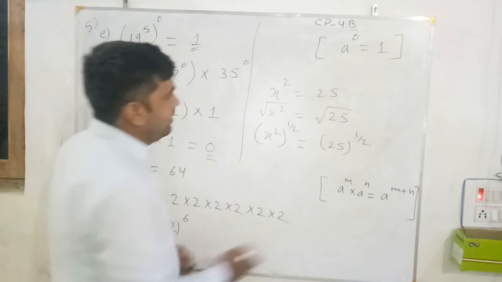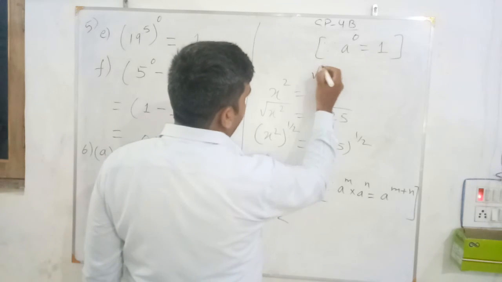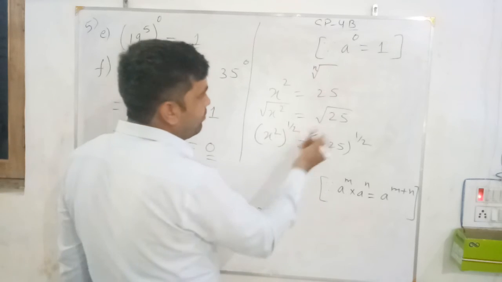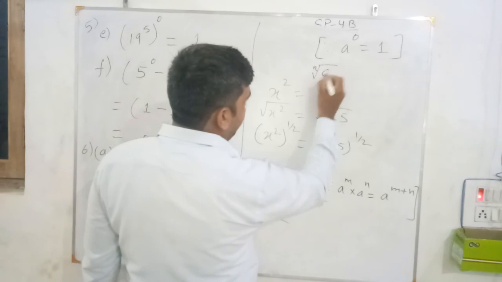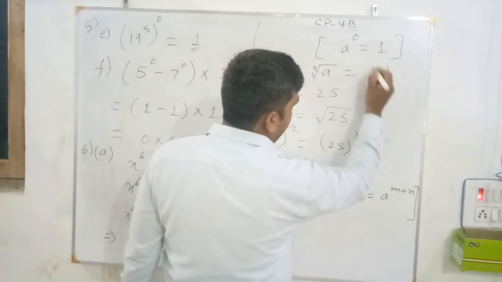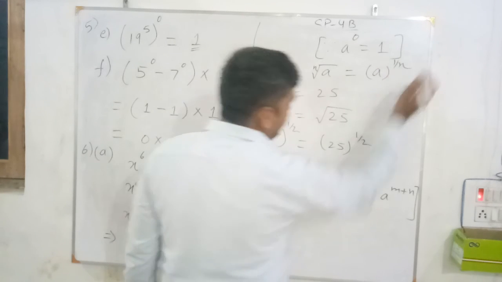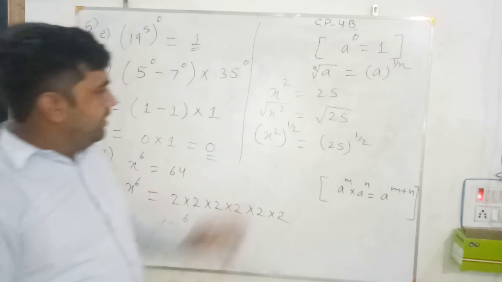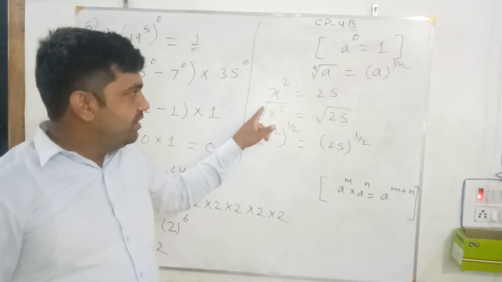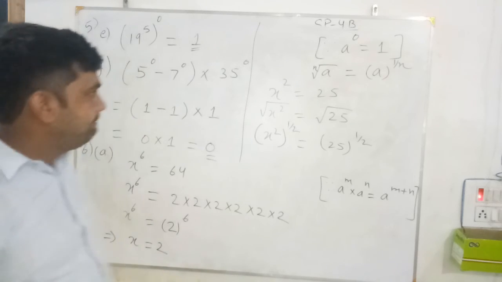A root is always written as the nth root. It may be a square root, it may be a cube root. So the nth root of a, how do you write it in exponent form? It can be written as a to the power 1 by n. For the square root, the base is 2. Cube root means 3, so you write cube root as 1 by 3.